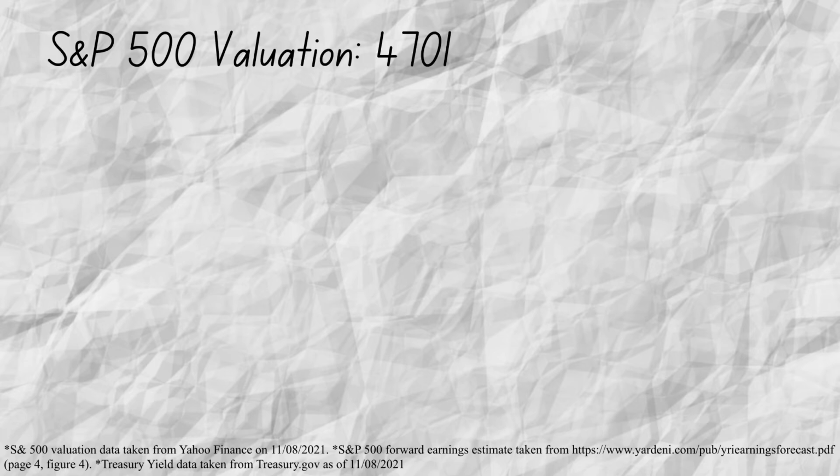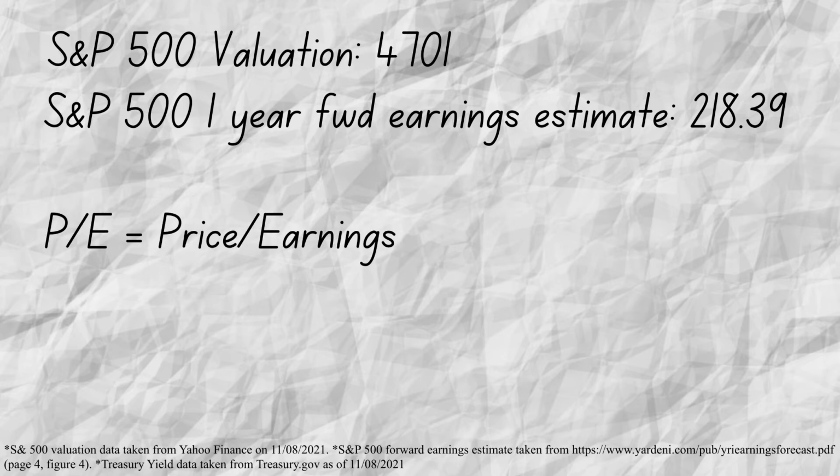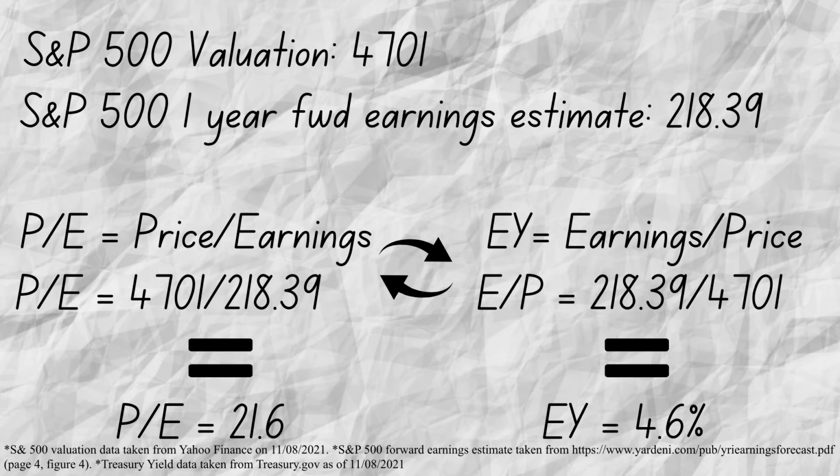Let's now talk about how a change in interest rates could impact stock valuation as well. Current level on the S&P 500 is just over 4,700, 4,701. The one-year forward earnings expectations are 218 points. If we take the price divided by earnings, we get a PE of 21.6. If you flip that upside down, you now have earnings divided by price, and this would be 4.6%.